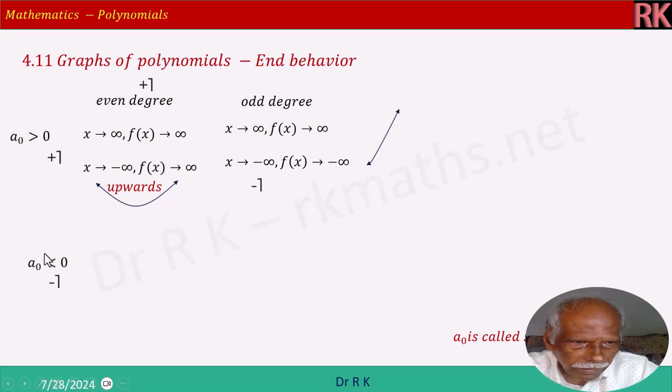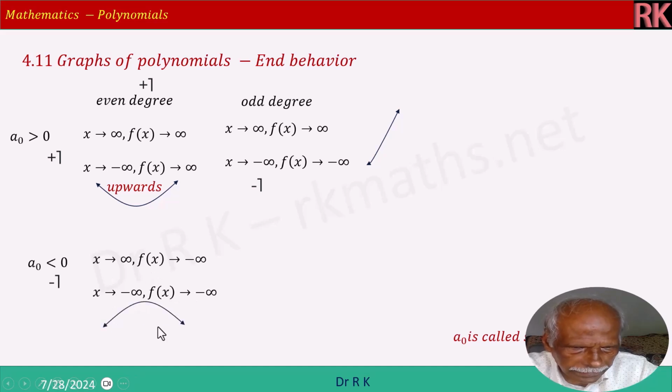And when A0 is less than 0, negative, for even degree n, as x tends to infinity, f of x is minus infinity. Again, as x tends to minus infinity, f of x is minus infinity. Therefore, it is a downward curve like this, right? And it is also symmetric about the y-axis. Please note, even degree means symmetric about the y-axis. Odd degree means it will be symmetric about the origin.